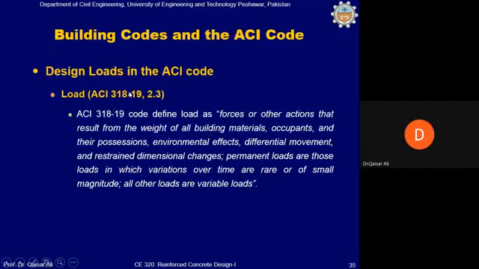ACI 318, as I said earlier, is the Building Code Requirements for Structural Concrete. 19 means that this code was last revised in 2019. 2.3 means it is section 2.3 of the code. The ACI 318-19 code defines load as forces or other actions that result from the weight of all building materials, occupants and their positions, environmental effects, differential movement, and restrained dimensional changes. Permanent loads are those loads in which variation over time is rare or of small magnitude. All other loads are variable loads.